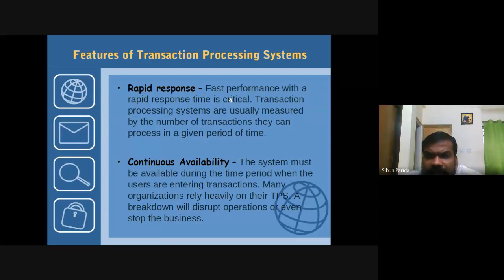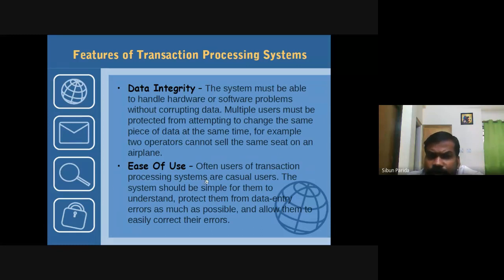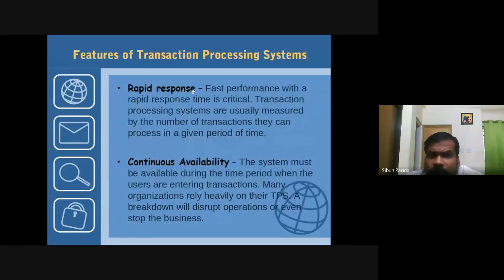Features of a transaction processing system. There are four features: rapid response, continuous availability, data integrity and ease of use. What is rapid response? A fast response should be there, because someone requests that I need information regarding this. So there should be an ultra fast response to that request. Continuous availability: every time it should be available. It's not like your work is over so I'll delete the data. That should not be allowed. Every time it is available.